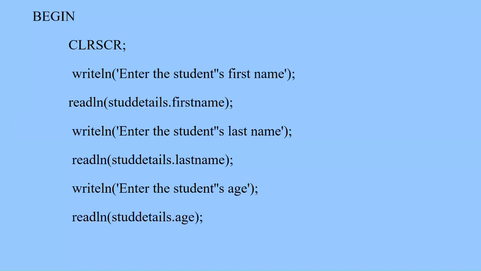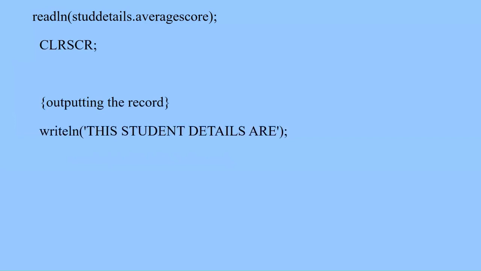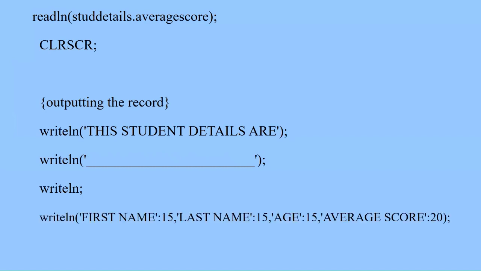Enter the student age. The value entered is picked and stored in the memory location called age, which is a member of the student details, or which is a member of the record. Enter the student's average score. That value is stored in the record under the average score part. We then clear the screen. We then output the values of the record by displaying this statement. This student details are. That is the formatting of the text. There's a writeln for one blank line.